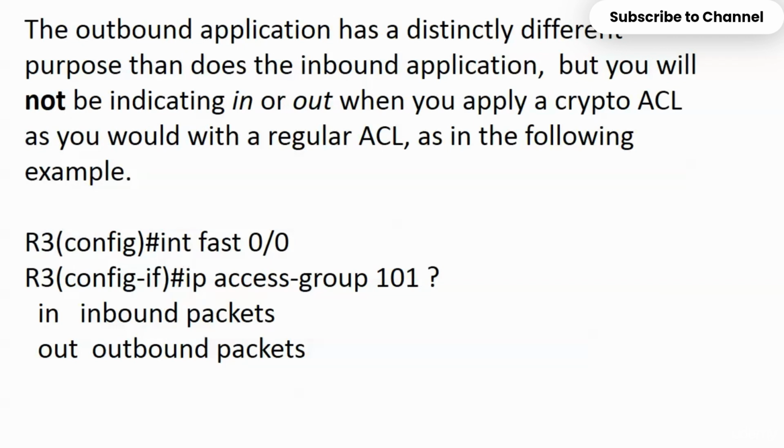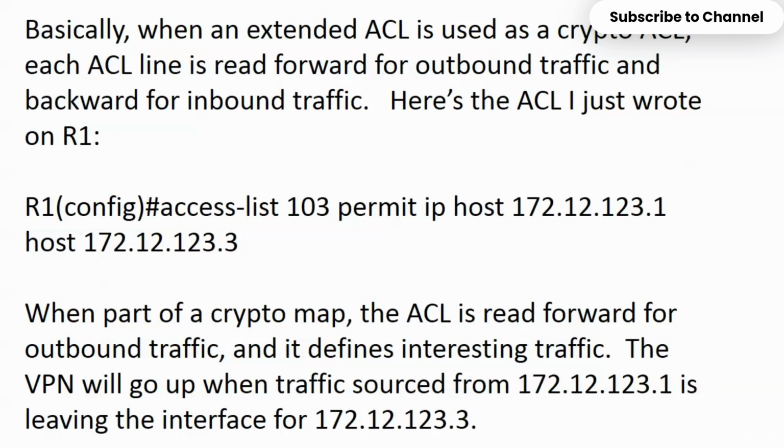Some important rules there. But what might surprise you is that, since there's such a big difference between outbound and inbound traffic with a crypto ACL, you will not be indicating in or out when you apply a crypto ACL as you would with a regular ACL, as in this example. I did have this in Cisco router font, but when you enlarge that, it really just burns the retina. So I've got it in regular font here for you. You can see I'm on the FastEthernet interface. I wanted to apply access list 101. So I put ip access-group 101, and we know that is not by itself a legal command. You've got in and out, and you have to specify which one of those it is. But when we apply a crypto ACL, you're not going to do that. This is actually what happens.